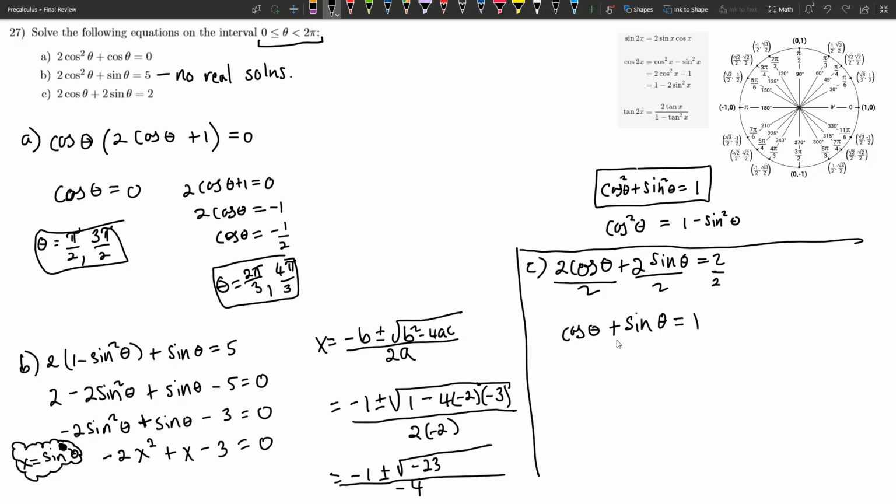So what could we do here now? Let's see. I'm looking at this. Let's see if we could rewrite. There must be something we could rewrite here.